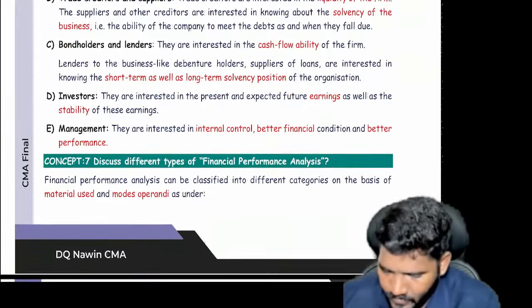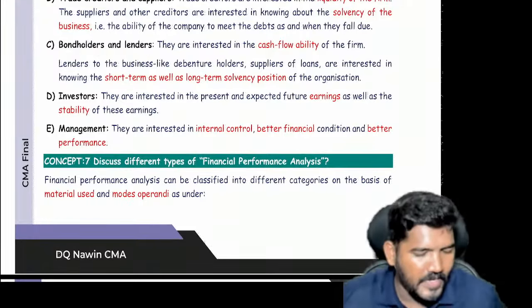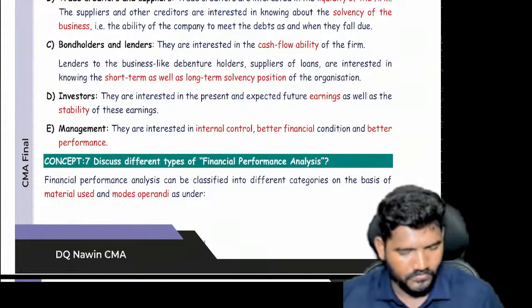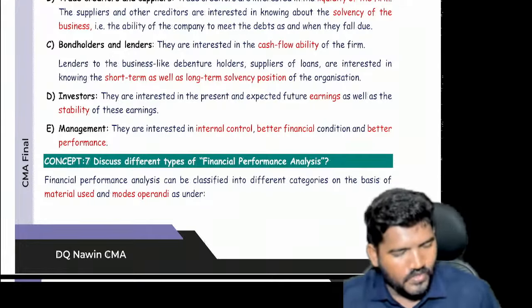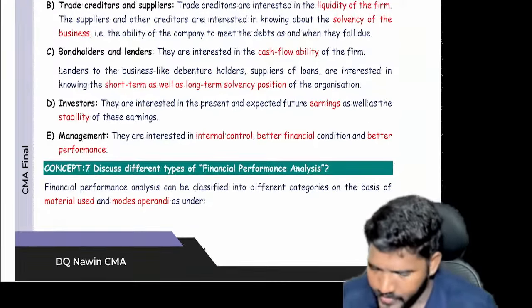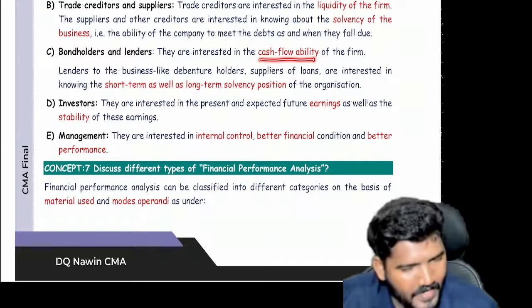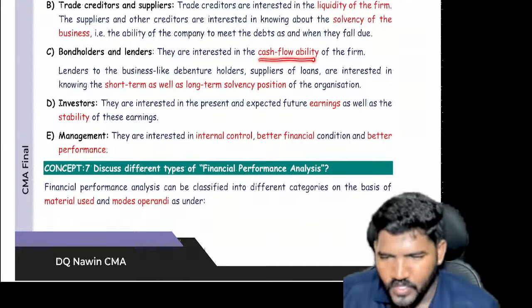Next, bondholders and lenders. When it comes to bondholders and lenders, they are focusing on the cash flow ability. So what are they focusing on, guys? Cash flow ability.